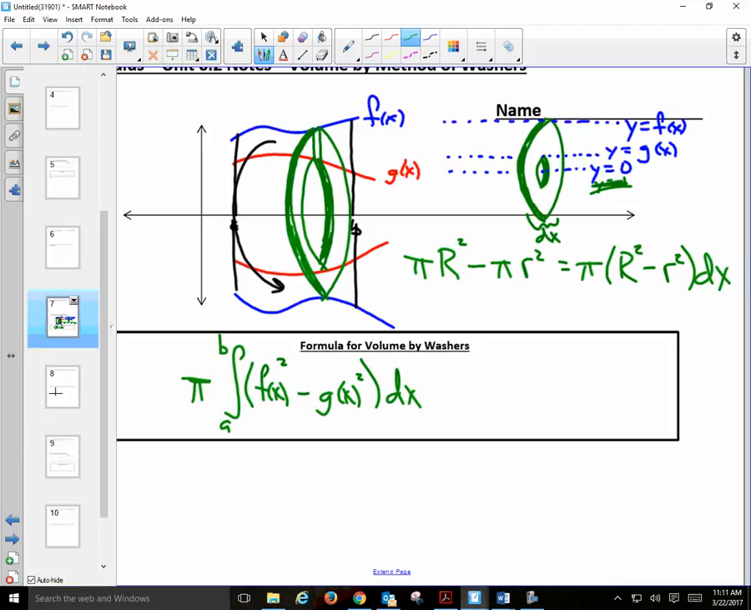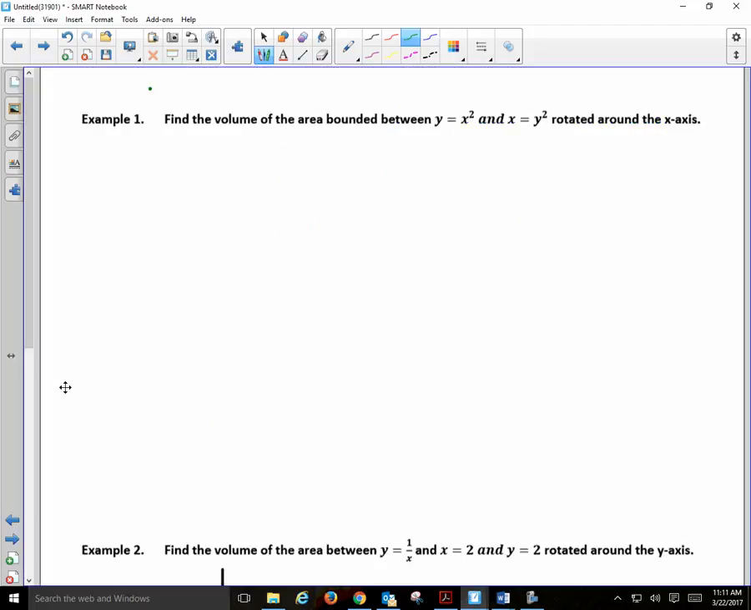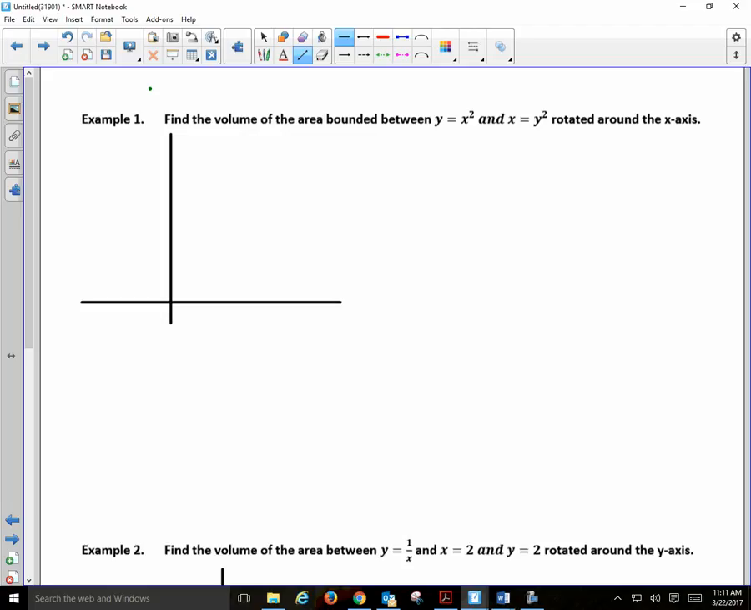So let's try to look at 3 prime examples here. First we want to start off with x squared and y squared. Okay, the graph of y equals x squared looks like this. What does the graph of x equals y squared look like? So can you see that this is the area that's going to be formed right here?